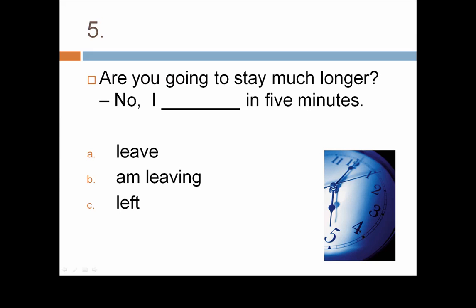5. Answer. Are you going to stay much longer? No, I'm leaving in 5 minutes. Here, first of all, C is not a possibility because that's a past tense form. Also, A is the simple present, and we're not dealing with an official schedule. This is someone's personal decision. It's their plan to leave.